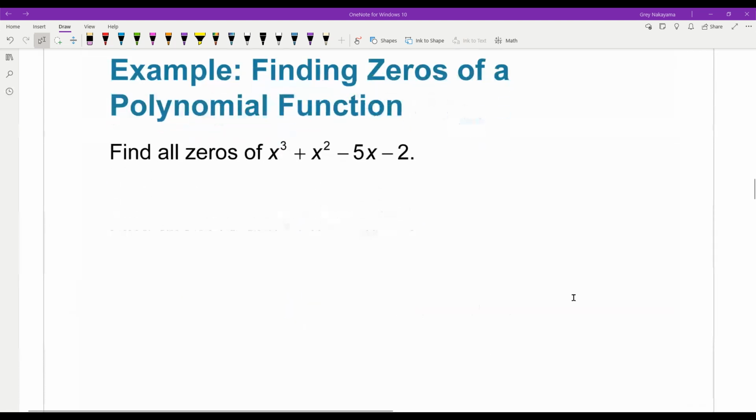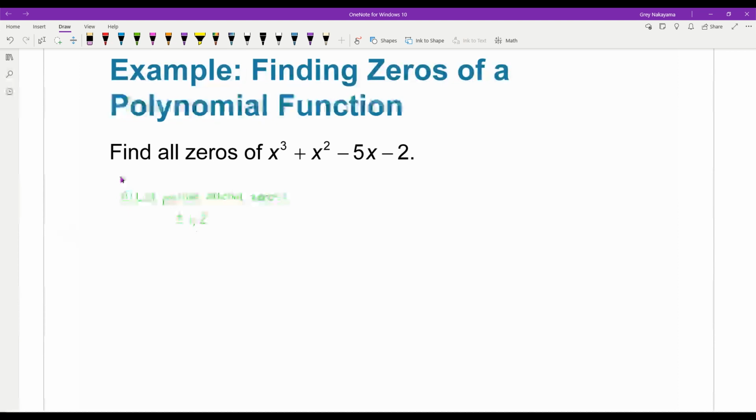Anyway, finding the zeros of a polynomial function. So I have x cubed plus x squared minus 5x minus 2. These are the steps that you want to use to find a zero. First off, you want to list all the possible rational zeros. And that is the factors of 2 over the factors of 1. Well, in that case, it's just plus or minus 1 and 2.